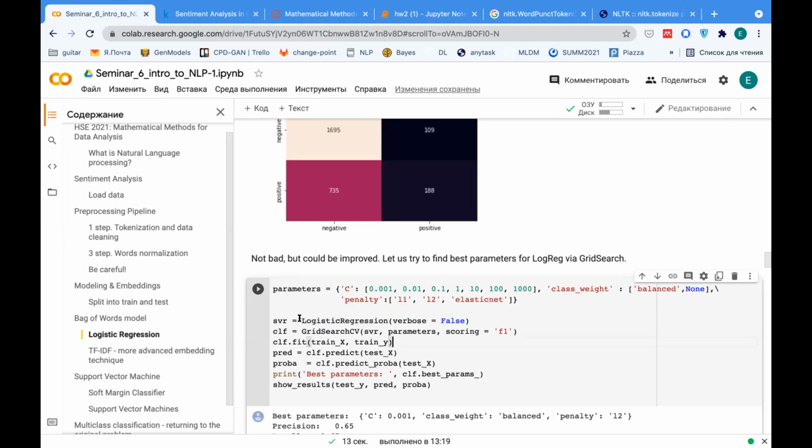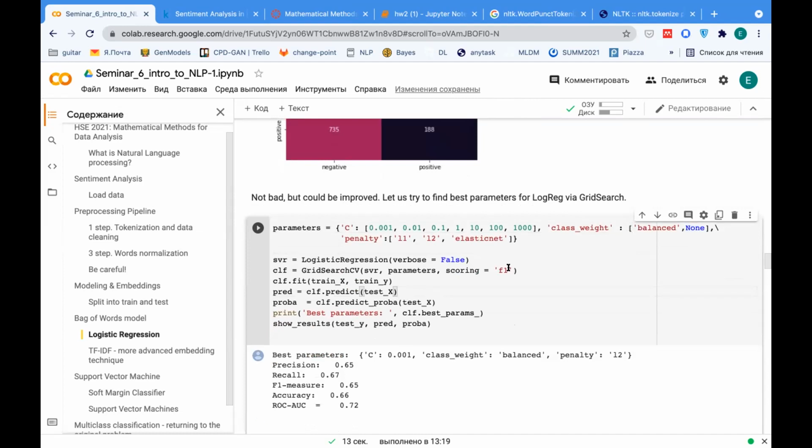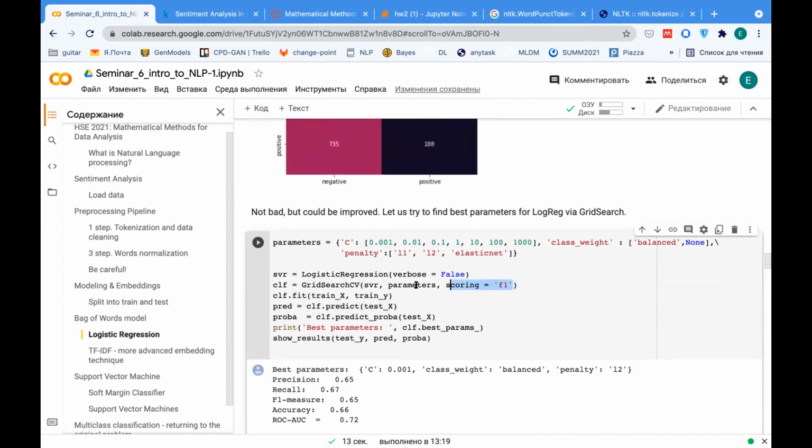So we pass logistic regression to grid search, and we pass some parameters. We also say that we'll try balancing class weights and also without weights. We'll use different penalties, so we'll try different types of regression, and we'll also measure the F1 score here.